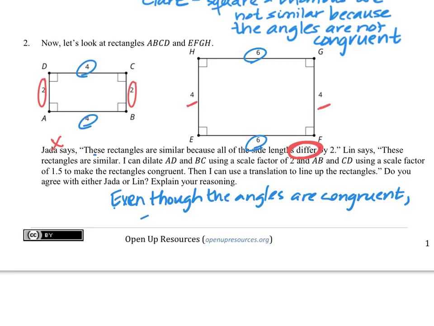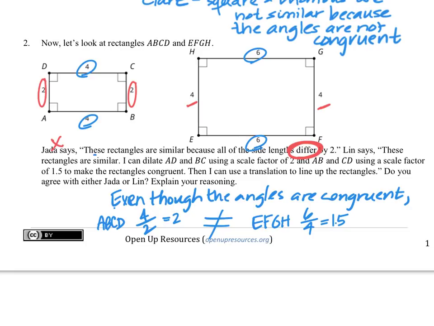So if you take 4 divided by 2, for example, in ABCD, that's equal to 2, and that does not equal EFGH's ratio of sides, which is 6 to 4, and that's equal to 1.5. So again, the sides and the scale that you get from the sides not being equal says that these 2 figures are not similar.